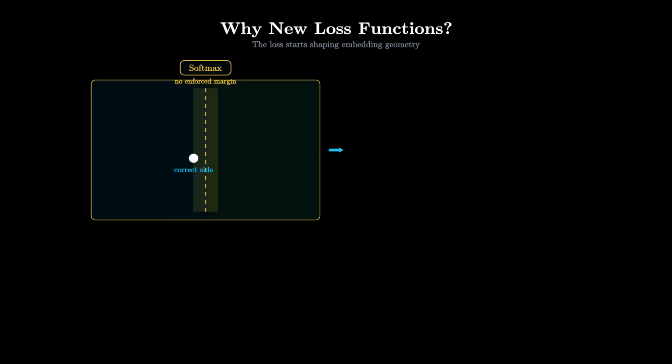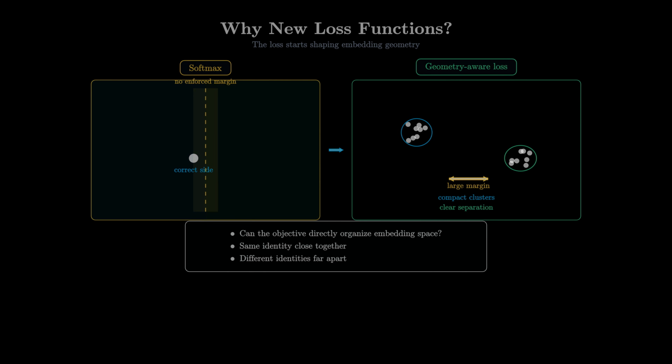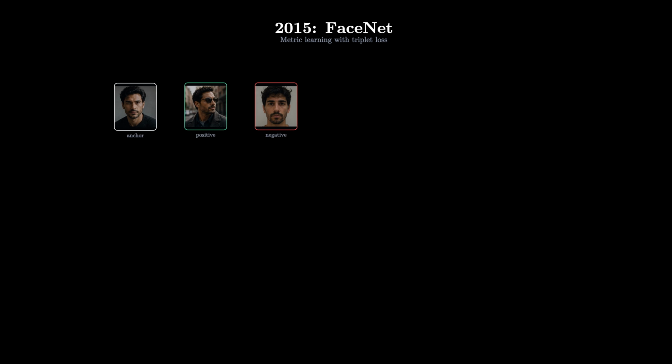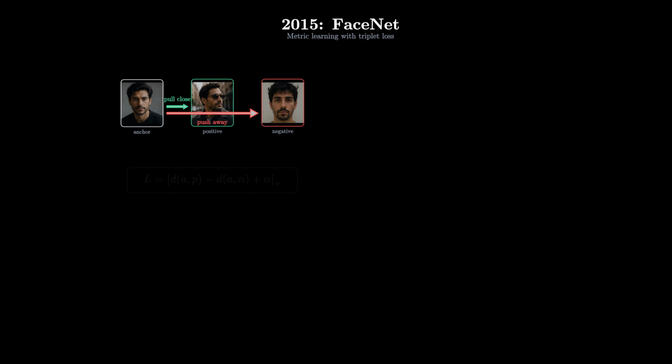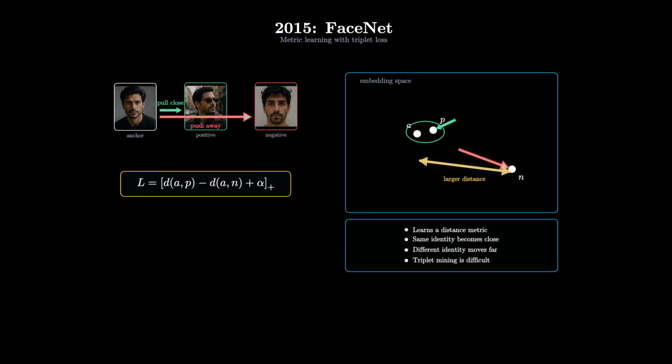Evolution. For this problem, margin-based loss functions were introduced to make embedding space more discriminative. In 2015, FaceNet used triplet loss based on metric learning. During training, the model compares 3 images: an anchor image, a positive image of the same person, and a negative image of a different person. The network is encouraged to pull the positive image closer to the anchor and push the negative image farther away. This idea is powerful, but selecting effective triplets and keeping training stable can be difficult.